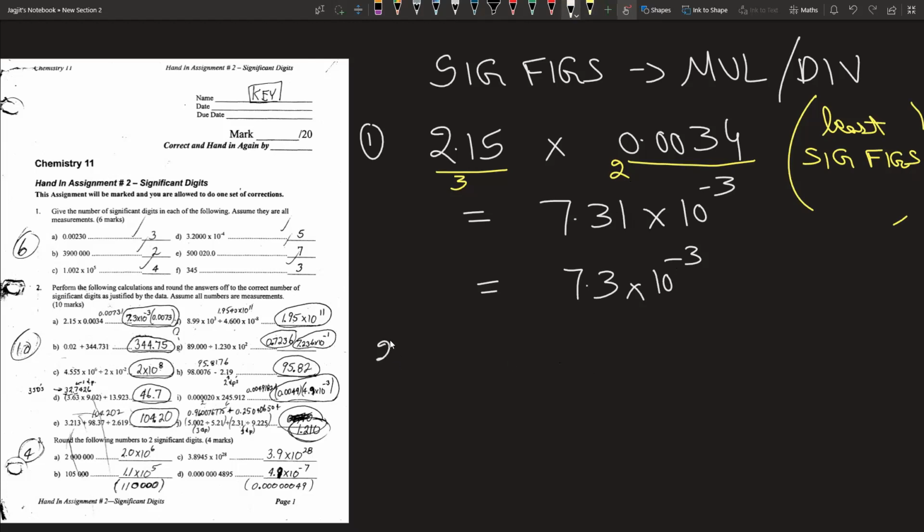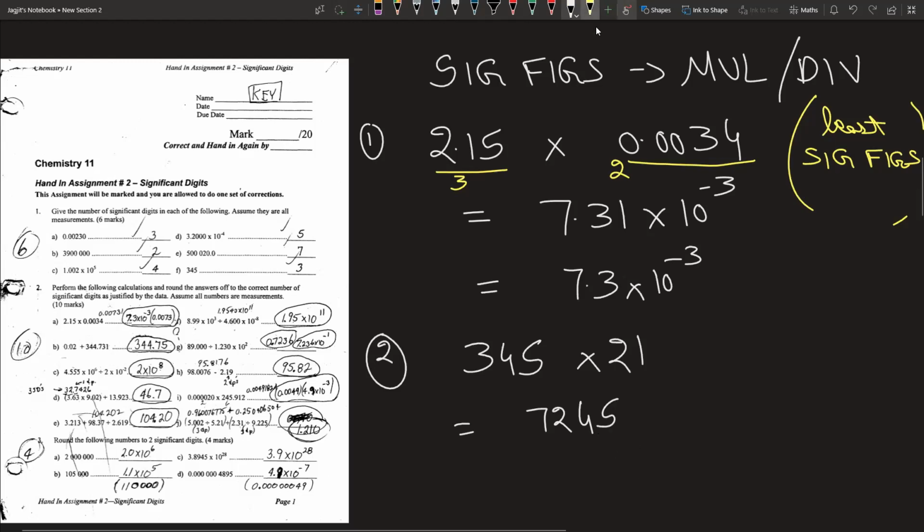Does that make sense? Let me give you another example. 345 times 21. Blindly punch it in. What do you get? 7245. Okay. How many sig figs did we have on 345? 3. And on this one? 2. So my answer should have how many sig figs? No, the least number of sig figs out of these two. My answer should only have 2 sig figs. Because you've got to pick the minimum, the least out of these two.